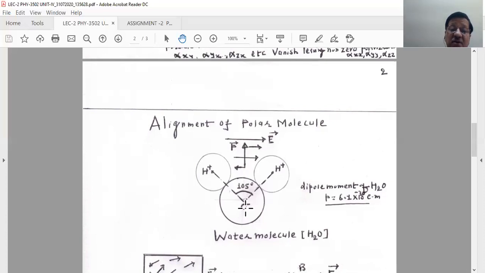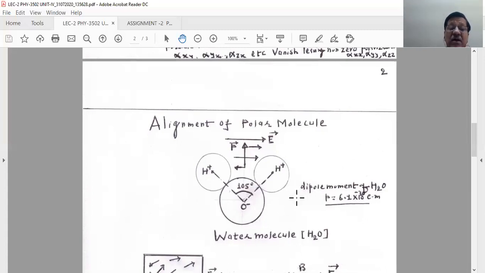So you have basically two equal unlike charges separated by a small distance d. This water molecule behaves like a dipole, and you have a dipole moment. It possesses a permanent dipole moment, which I said is 6.1 into 10 raised to minus 30 coulomb meter, and that's why it is a very good solvent.